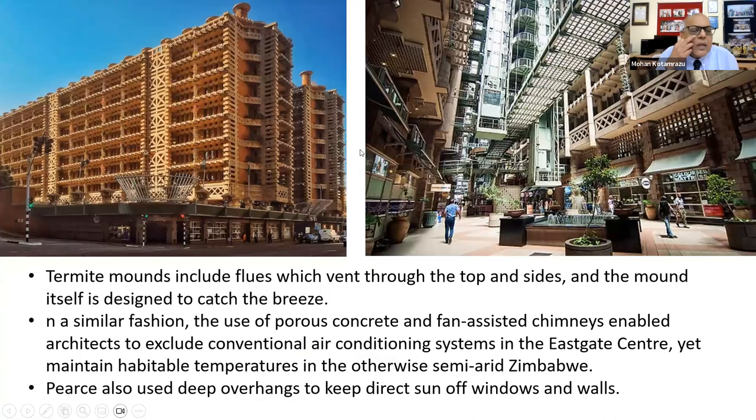Okay, so you can see this is the interior of that shopping complex. Then he used porous concrete and recessed windows and shading devices. He had deep overhangs to keep the direct sun off the windows. This is an example of a building that was inspired by the termite mound.